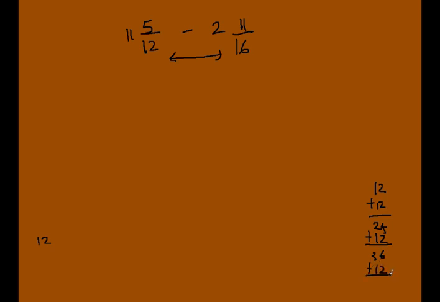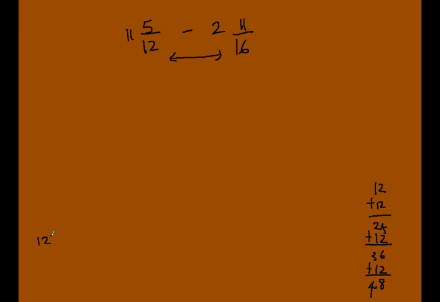Let's say that you have 11, 5 over 12 minus 2, 11 over 16. Again, first thing we look for is a common denominator. Since they don't have the same denominator, you go on the bottom here again, and you start adding 12. 12 plus 12 is 24. Keep on adding 12. 4 plus 2 is 6. 2 plus 1 is 3. Add 12 one more time. 6 plus 2 is 8. 3 plus 1 is 4.